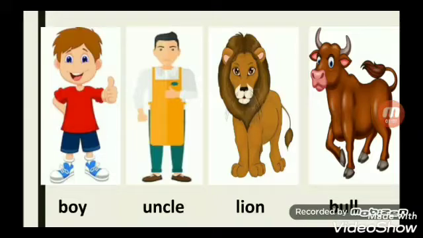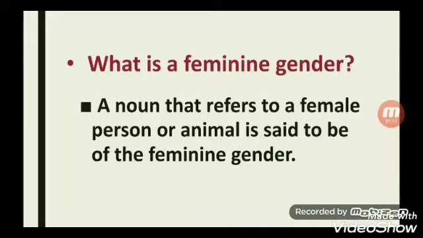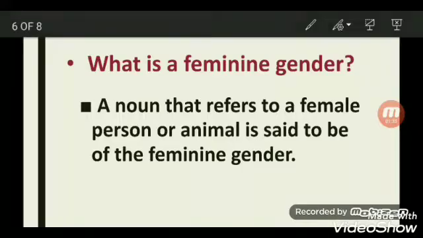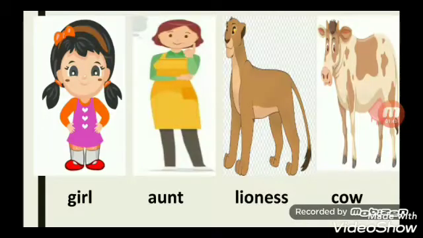Now, let us see what is a feminine gender. A noun that refers to a female person or animal is said to be of the feminine gender. I repeat, a noun that refers to a female person or animal is said to be of the feminine gender. Let us see the examples of it. Girl, aunt, lioness, cow. Children, all these nouns are feminine gender.